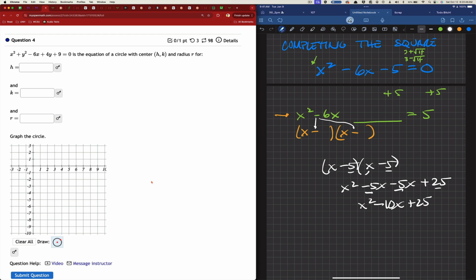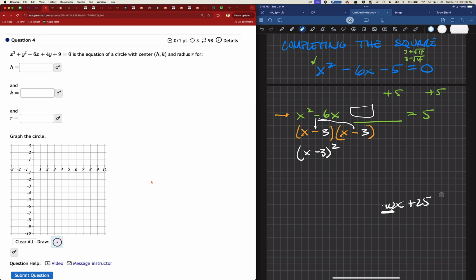So to find out what number I need to add here, I need to take this middle value, negative 10, or in this case, negative 6, and divide it by 2. So this is going to be the number negative 3 and negative 3, which leads us to this thing. Because those two multiplied, I can write it more efficiently as that thing squared. Those two x minus 3's multiplied can be rewritten as x minus 3 squared. That's why this is called completing the square.